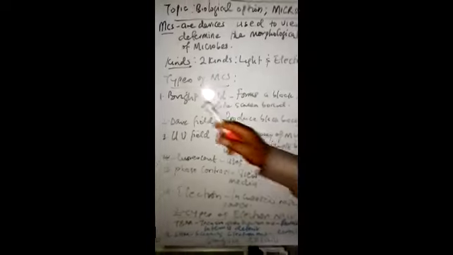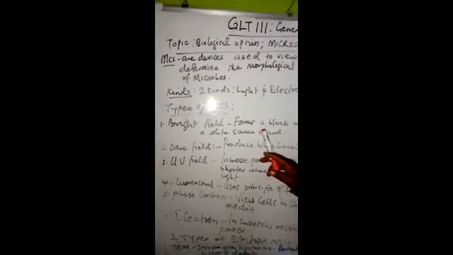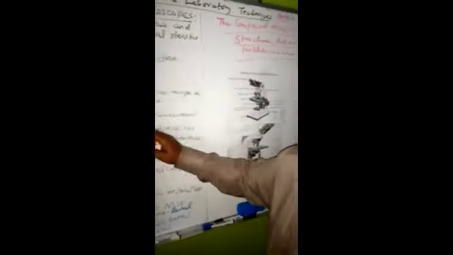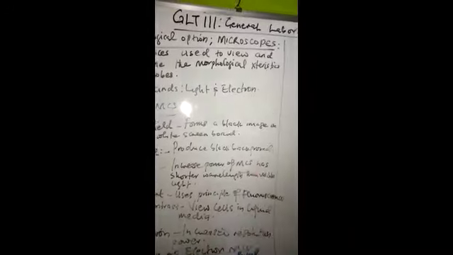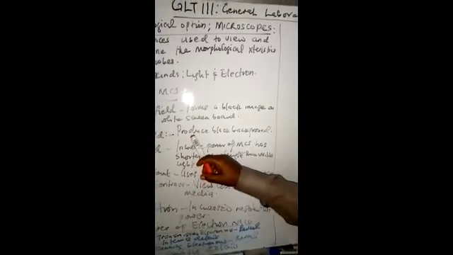One, bright field microscope. This microscope forms a black image on a white screen board. They are called bright field microscopes. The second one is the dark field microscope. They produce black background images.